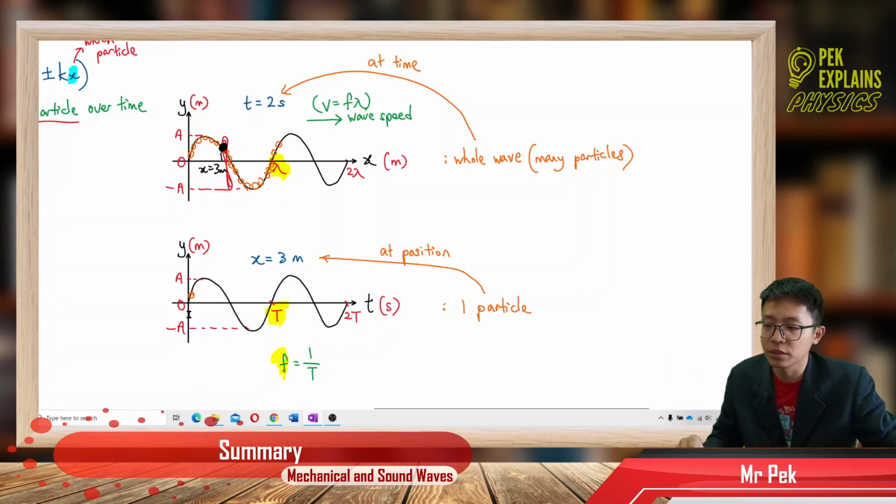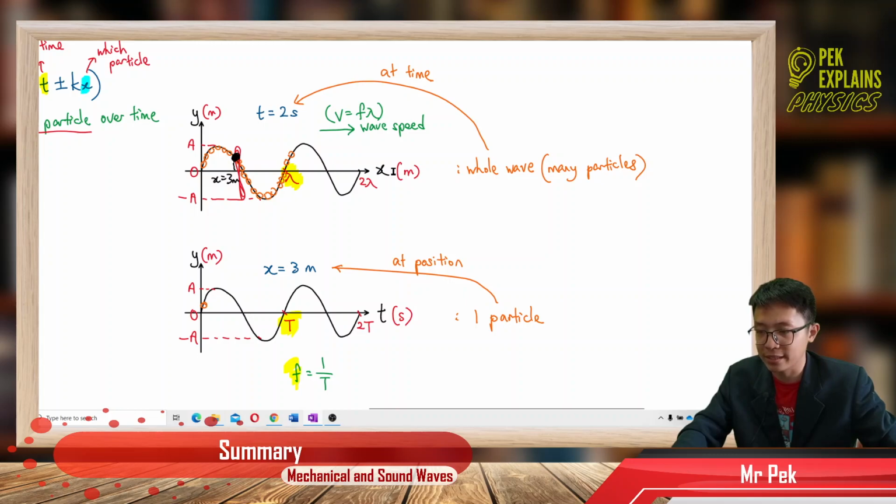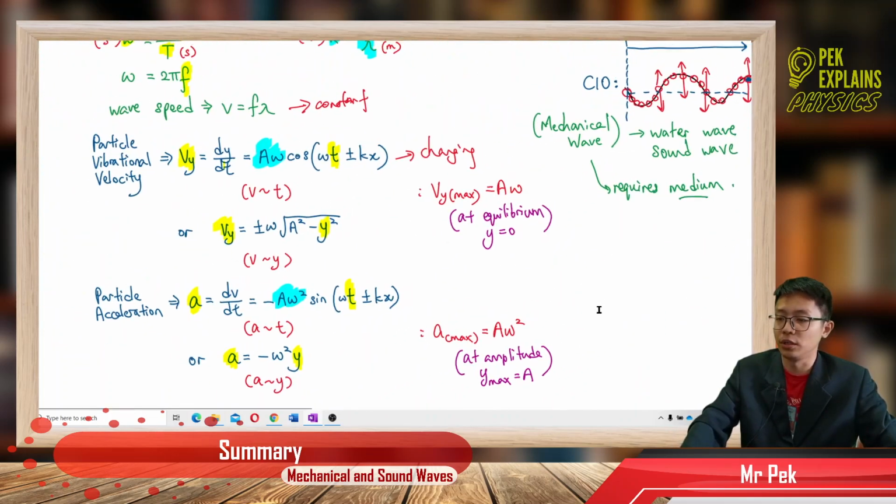And the y versus t graph shows the oscillation of just one particle with time, up and down with time. So you can know the period, which is the time taken for one particle to complete one oscillation up and down. So y versus x shows the whole wave at a certain time. y versus t shows the oscillation of one particle at a certain position. Okay, so that's it for the first part.